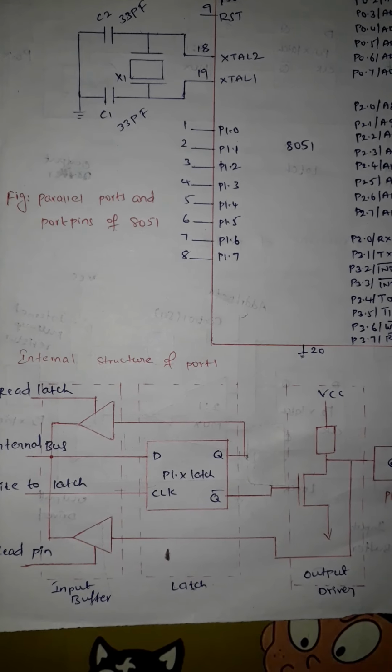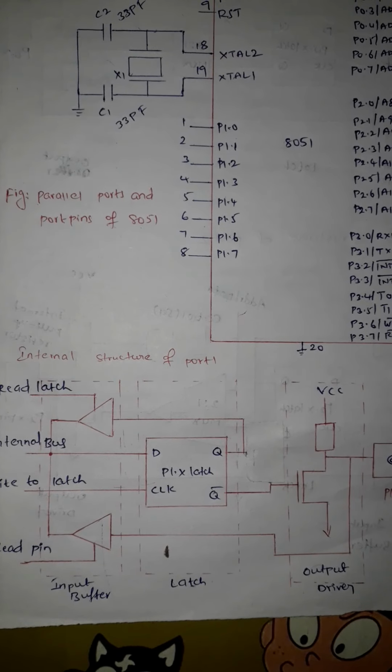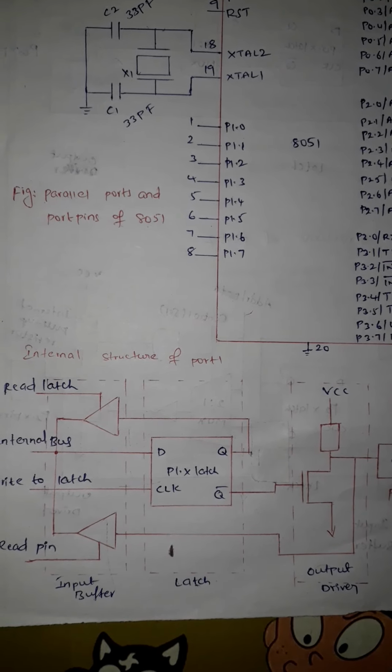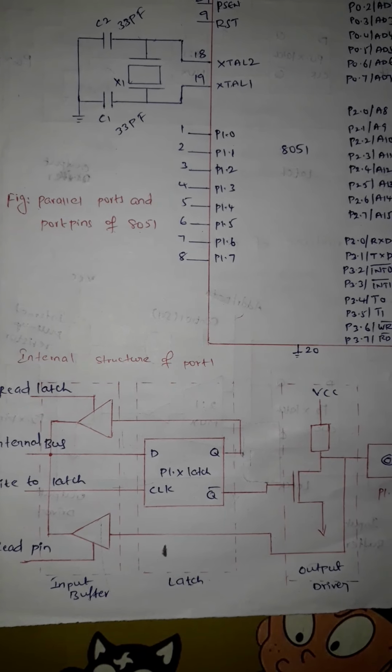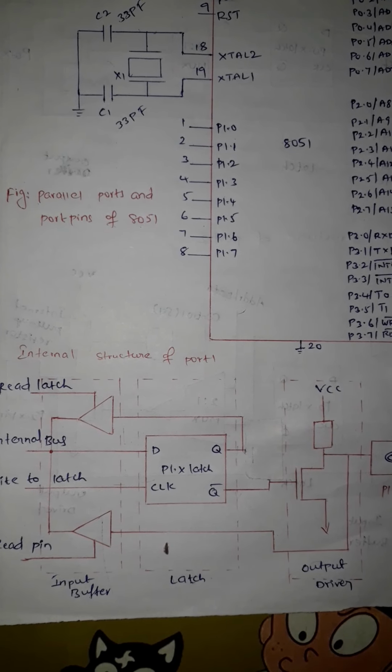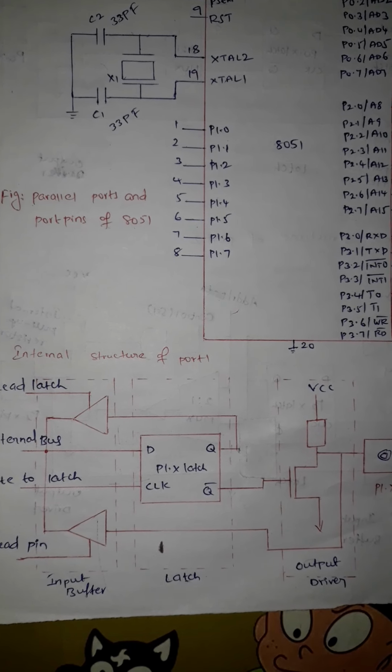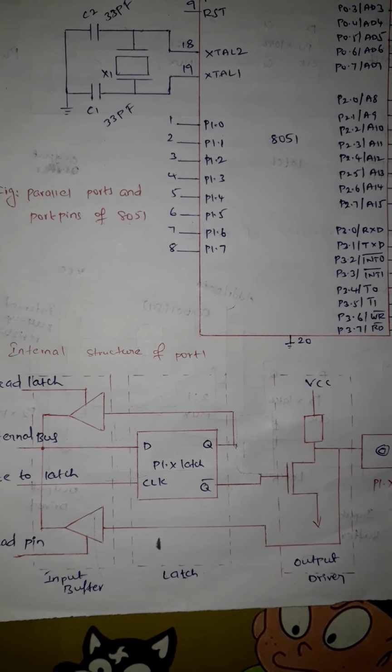Now let us see how port 1 can be used as an output port. If this port acts as an output port, you can write the binary value 0 to the port pin, or you can write the value 1 to the port pin.